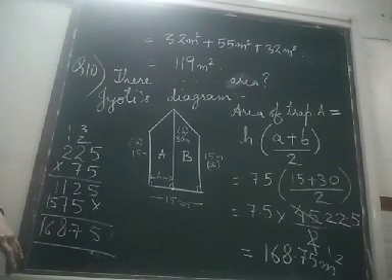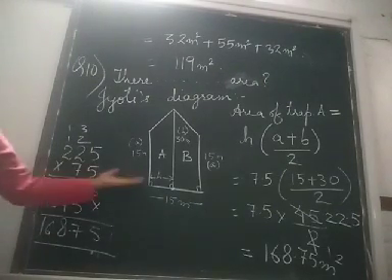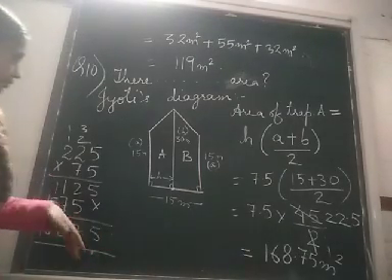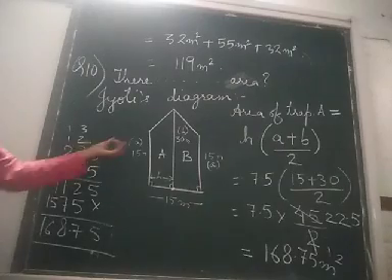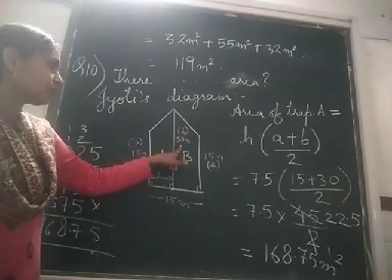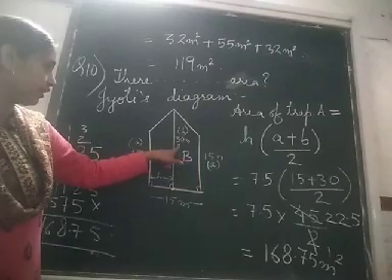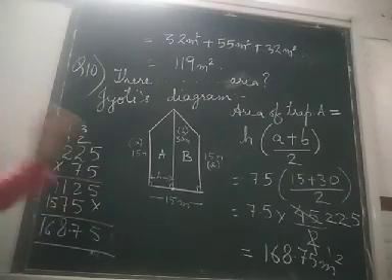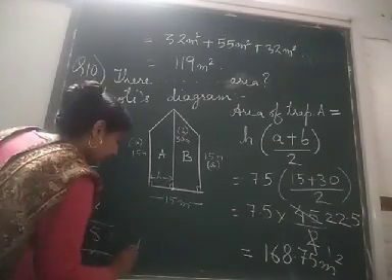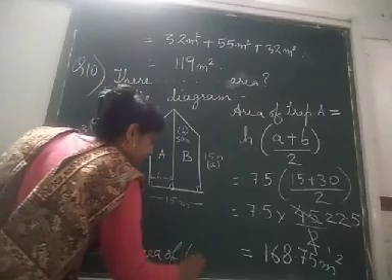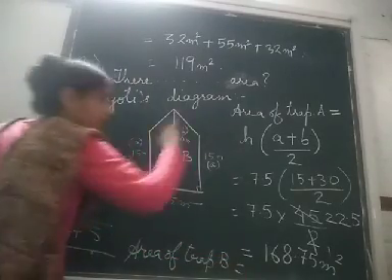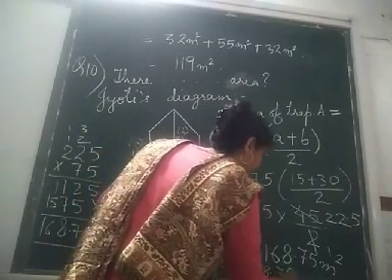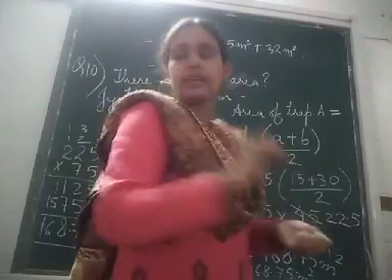I think it will come the same, no? Let's see. It will come the same only children, because you can see the dimensions will be same, 15, 30 and 7.5. Okay, so directly we can write area of trapezium B is also 168.75. Area of trapezium B, directly from above it will be the same, so directly I am writing 168.75 meters square.